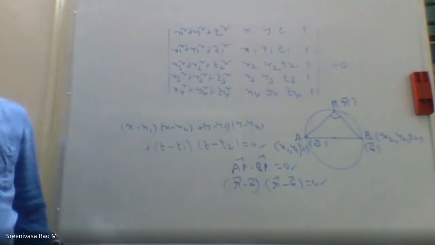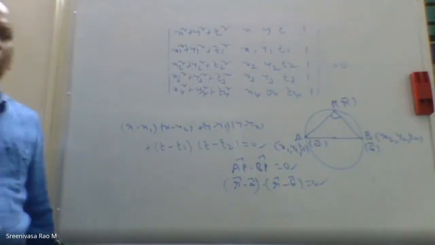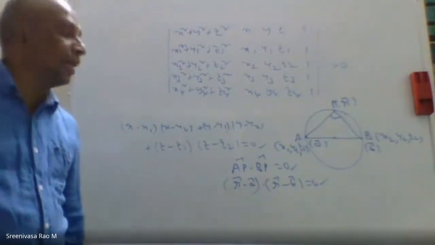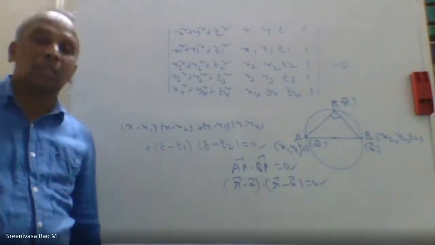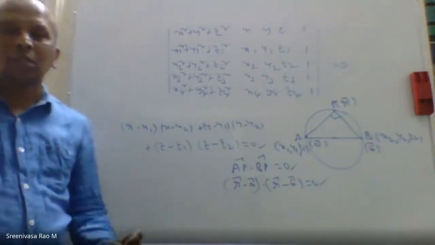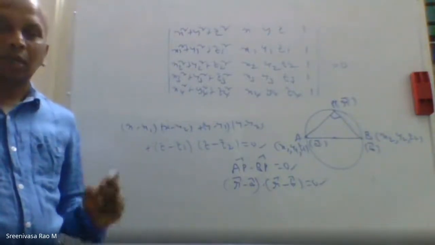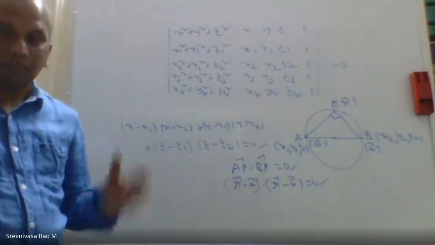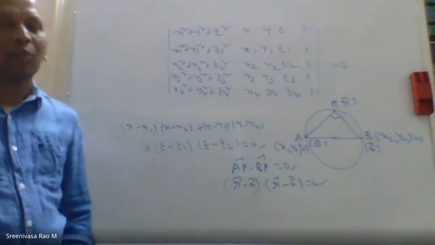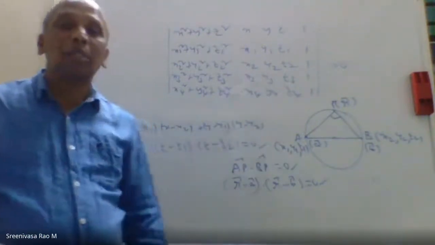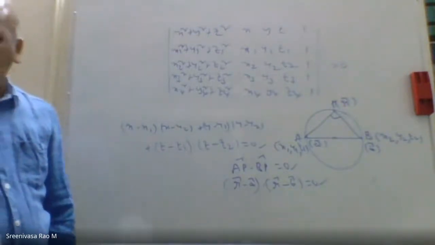And here you can also write the condition for tangency. When a line touches the circle, we know the condition: the perpendicular distance from the center to the line is equal to the radius. That means the line touches the circle. In the same way here, we can find the perpendicular distance from the center to that line. We can also consider the line of tangency.